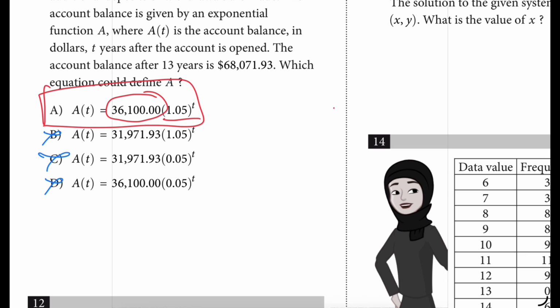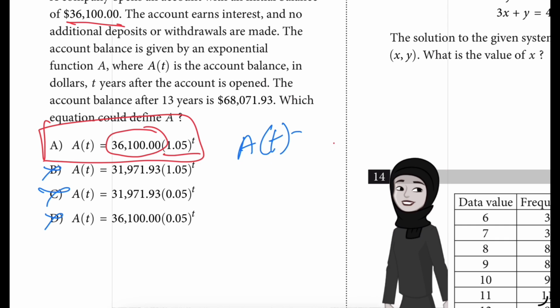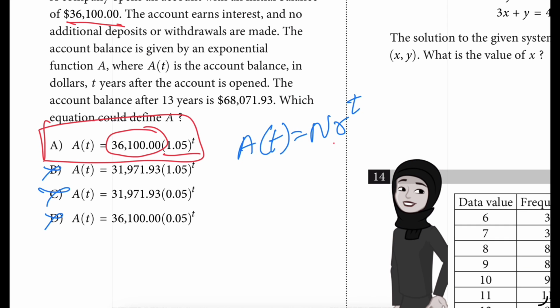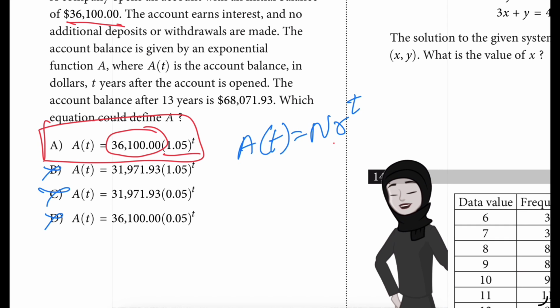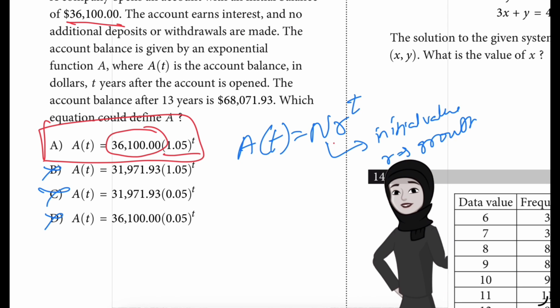Now, what is the direct method of finding the answer? Since it's given that the account balance A of t in dollars after t years can be modeled by an exponential function, it allows that function A to be written as A of t is equal to n r raised to the power of t, where n is the initial value of the function and r is the constant related to the growth of the function. It's given that the initial balance of the account is 36,100, so it follows that the initial value of the function, or n, must be 36,100.